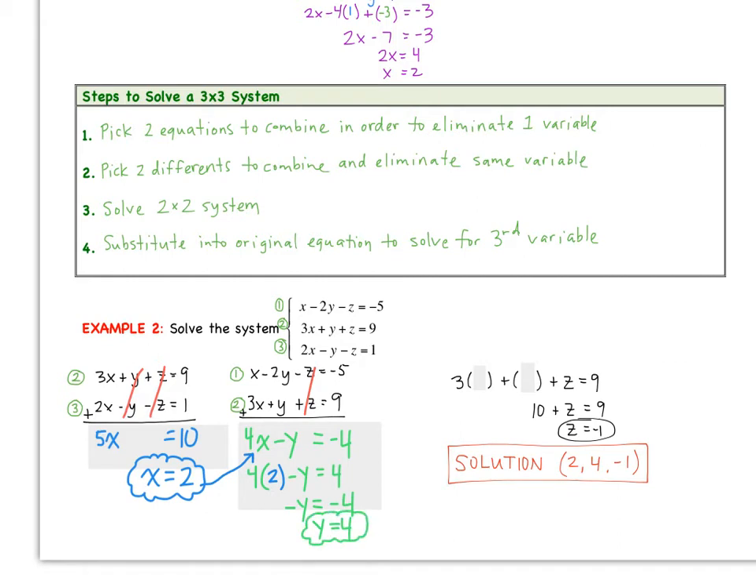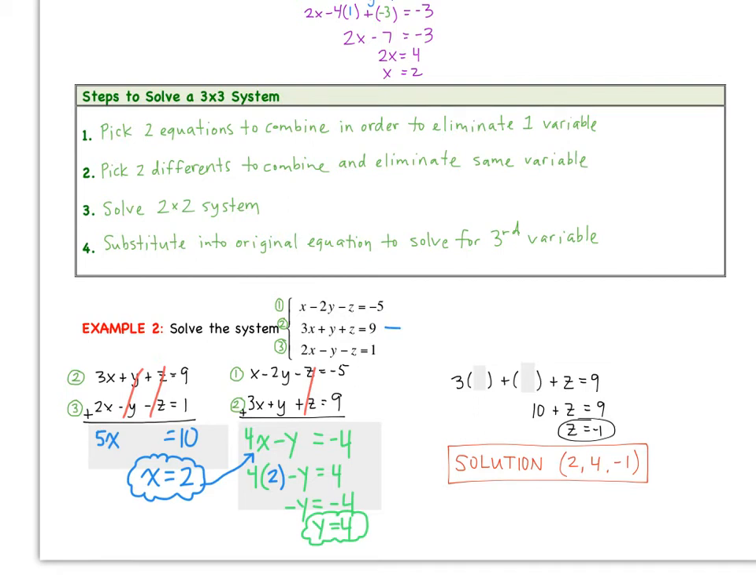Now we have two of our equations, so we can go ahead and plug into one of the other equations, it doesn't matter which one, for x and for y, and we will now solve for z. So I plugged into this second equation here.